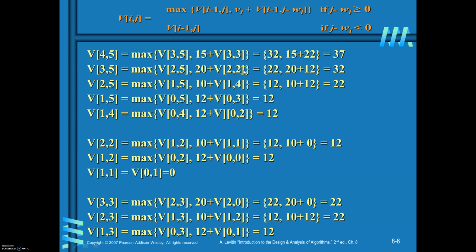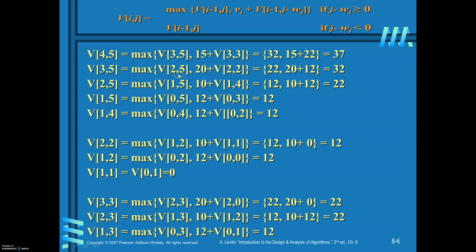Now you are required to find V(2,2). V(2,2) is equal to the maximum of V(1,2) and 10 plus V(1,1), that is 12 and 10. The maximum is 12, where V(1,2) is 12 and V(1,1) is 0. So substitute this value here.